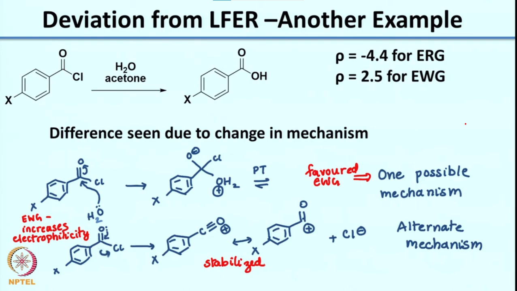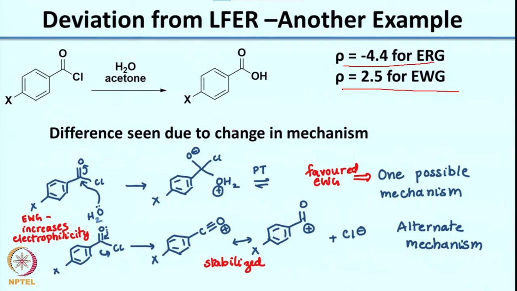Now this is a deviation from linear free energy relationship. So here the Hammett value is given as minus 4.4 for electron releasing group and 2.5 for electron withdrawing group. As given here with the Hammett value, you can see clearly that this is giving a negative slope and this 2.5 is giving a positive slope. That means more sensitive compared to the benzoic acid, right?